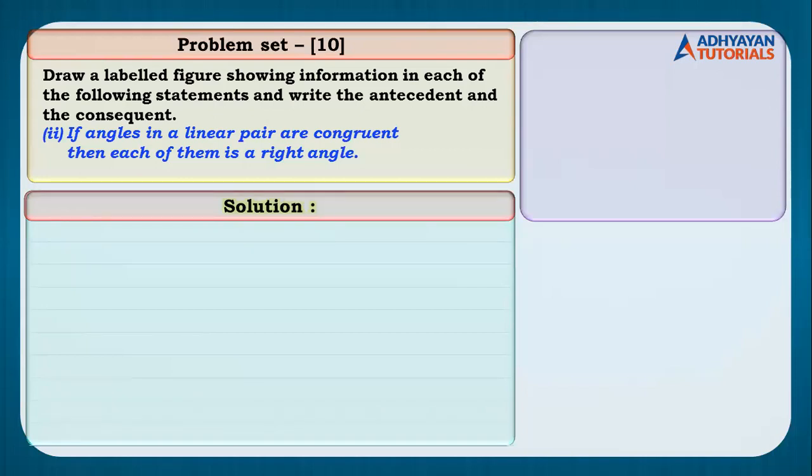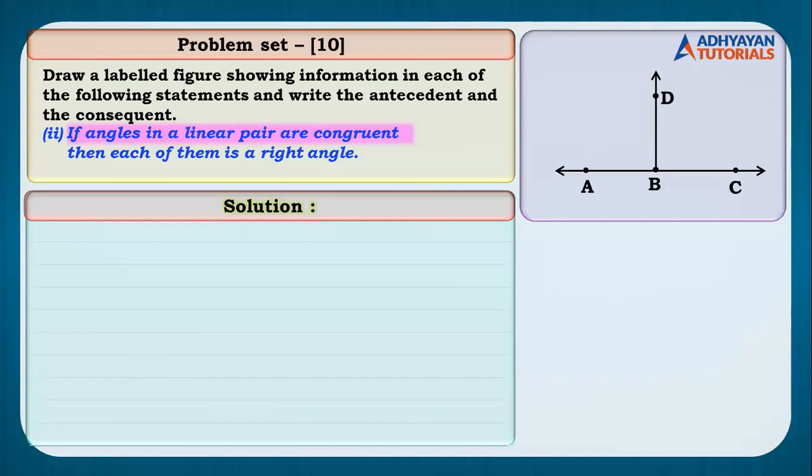If angles in a linear pair are congruent, then each of them is a right angle. Now there are two beautiful words here, children, if and then. Why I said beautiful? Because when if and then are given, we clearly understand what is given and what is to prove, right? The given part here is angles in a linear pair are congruent. So first of all, I draw a linear pair. I hope everybody knows what a linear pair is. Two angles which add up to 180 and they are adjacent to each other. Something like this as shown on the screen.